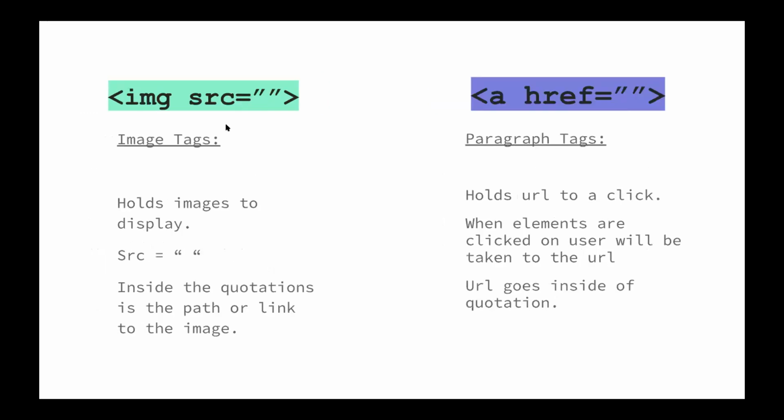Here we have image tags and link tags. That's not supposed to be paragraph. I'll change that. So image tags, they hold images to display. And basically we put the path to the image or the link to the image inside of these quotation marks inside of source. And then the A-links, they hold URLs.